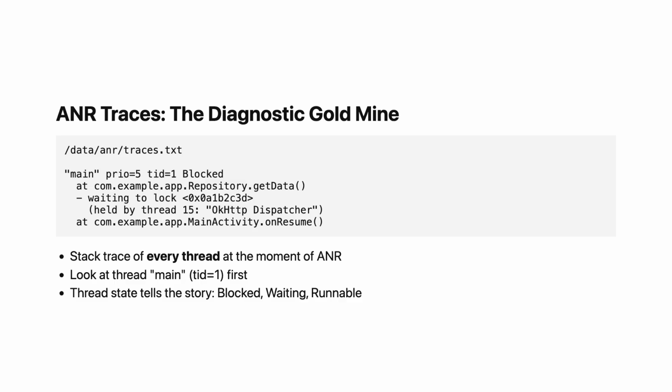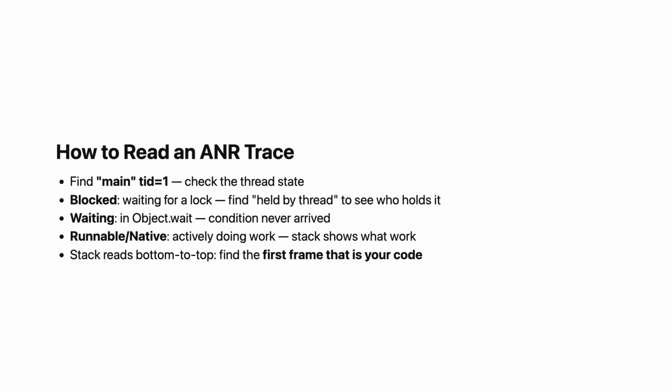Reading ANR traces is a skill that separates senior Android developers from everyone else. The stack trace does not lie, it tells you exactly what happened. Let me walk you through reading one. You open the trace file and look for the main thread section. It will say something like main prio x5tdx1 and then a state.